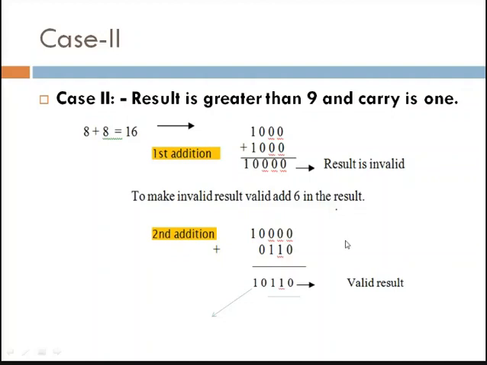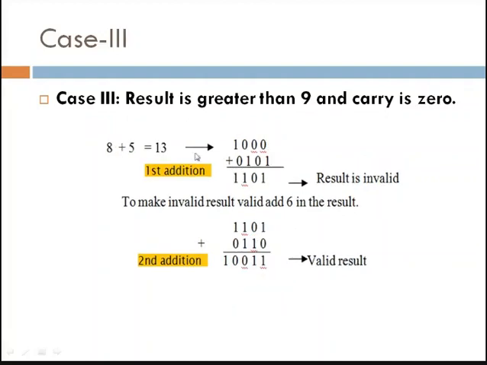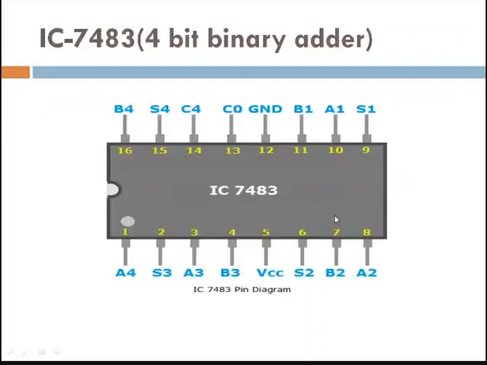We need to convert it into a valid result. Then, if the result is greater than 9 but the carry is 0, in that case also we want to convert it into a valid result. Now, by using this IC we need to perform this BCD addition.